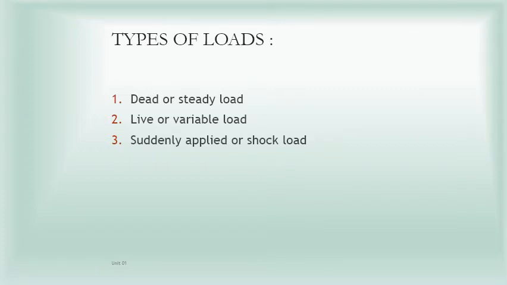If we apply an external weight or burden on any body, it may cause some changes in that body. These changes may be change in direction, or change in dimension, or change in magnitude, etc. This external weight or burden on a body is called a load. These are of 3 types: dead load, live load, or suddenly applied load. Let's see one by one.